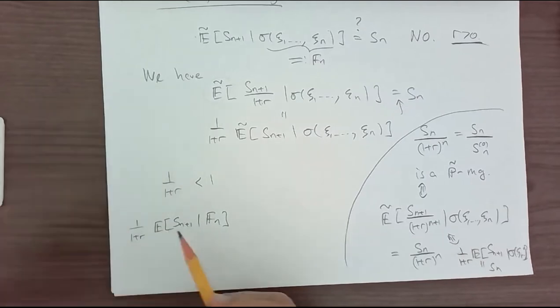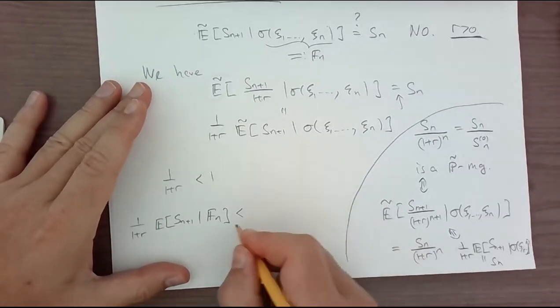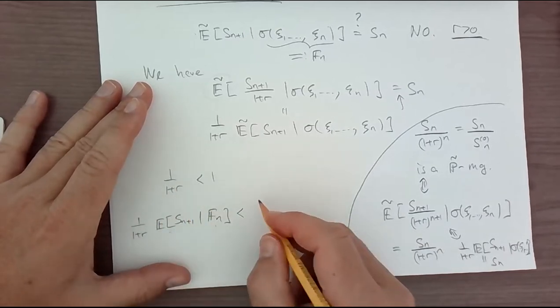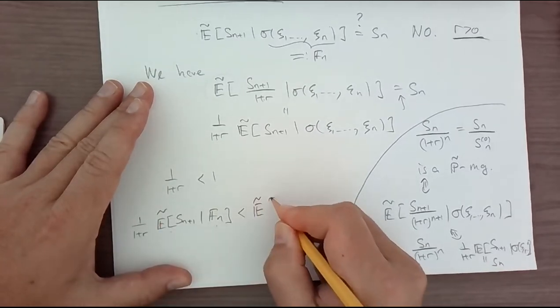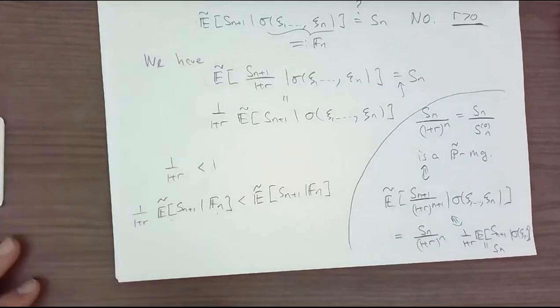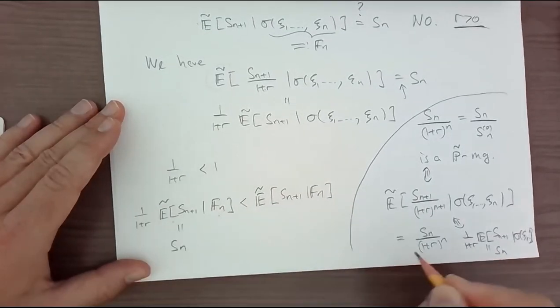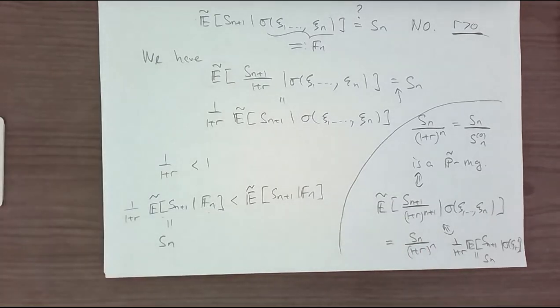So if I do this one, this is small, right? So this here is going to be smaller than, this one here is going to be small. This is positive, so multiply onto a smaller number. I'm going to get that the left-hand side is bigger, right? And this one here was what we knew was Sn. But Sn is small.